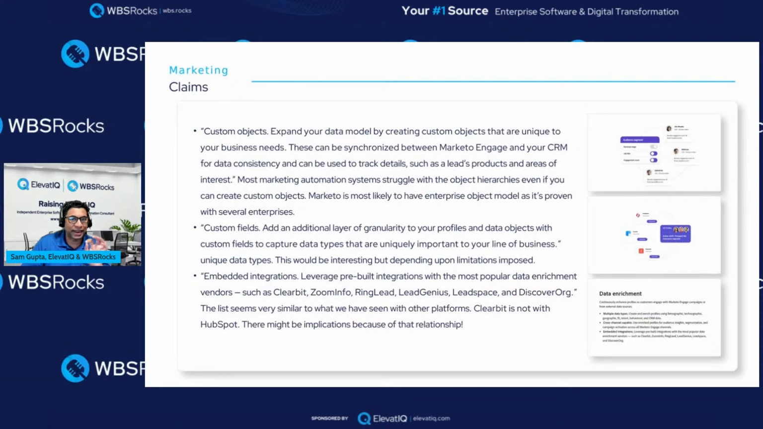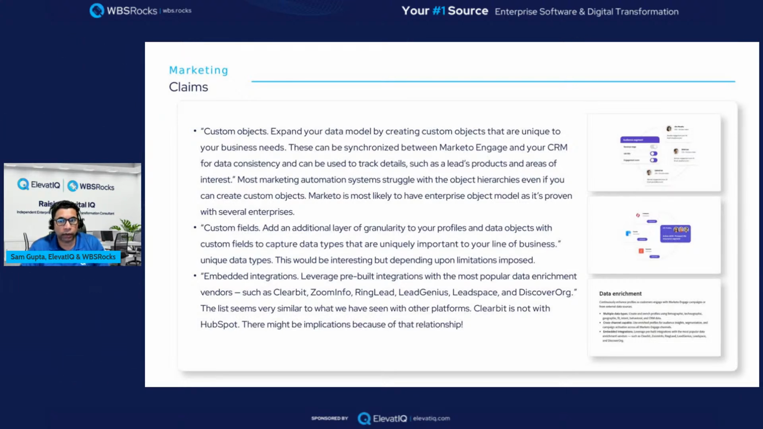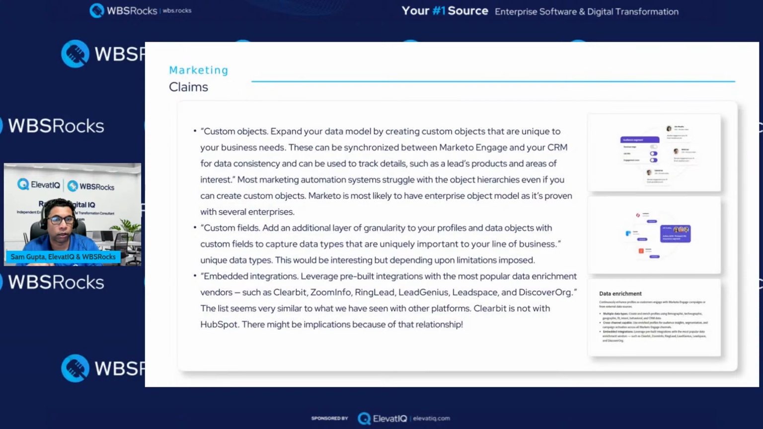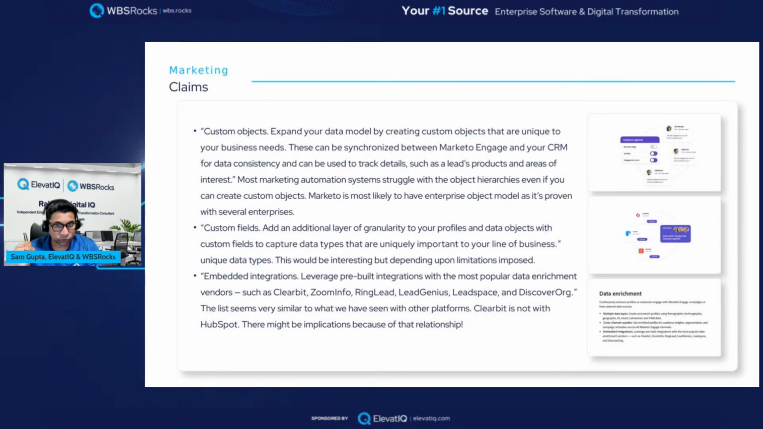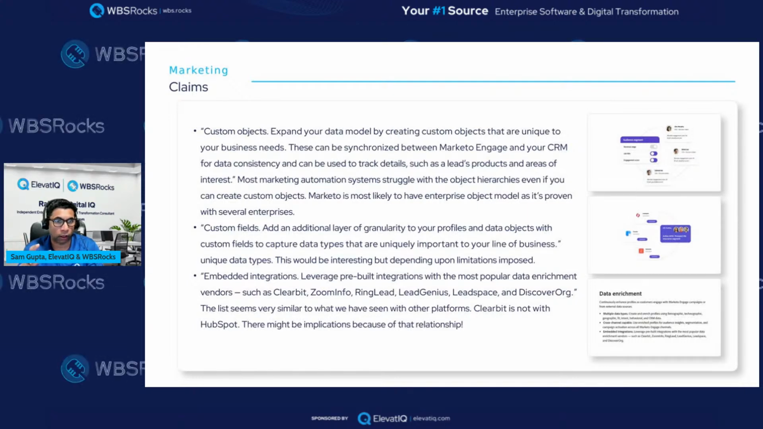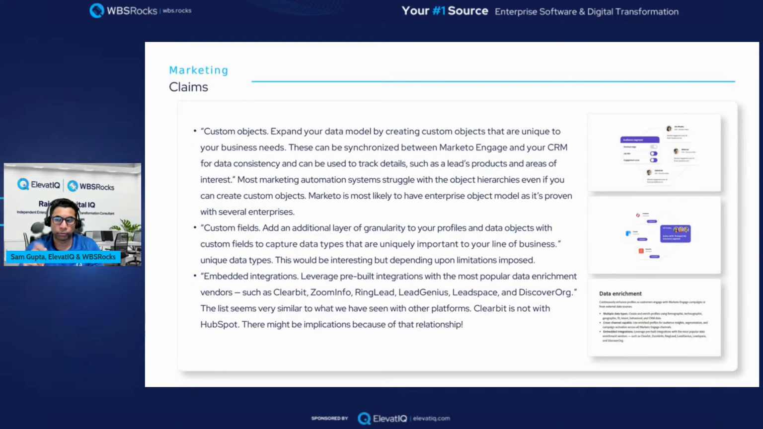They are saying custom fields add an additional layer of granularity to your profiles and data objects, with custom fields to capture data types that are uniquely important to your line of business, unique data types. This would be interesting, but depending upon limitations imposed. So here, for the most part, 90% of the systems that we have in the market will be able to accommodate custom fields. Custom fields are not as hard as the real data objects and the hierarchy of those data objects. So that's not a big deal. Most systems are going to be able to do that. So I'm not going to worry about that comment as much.